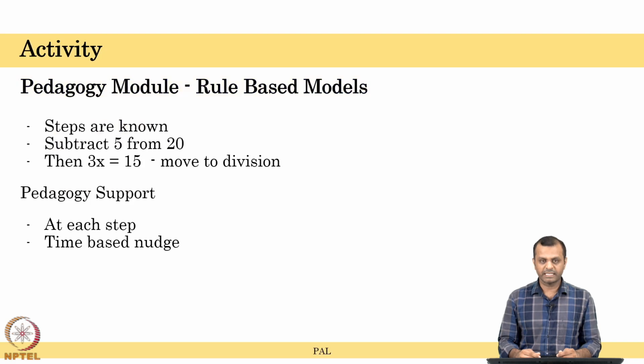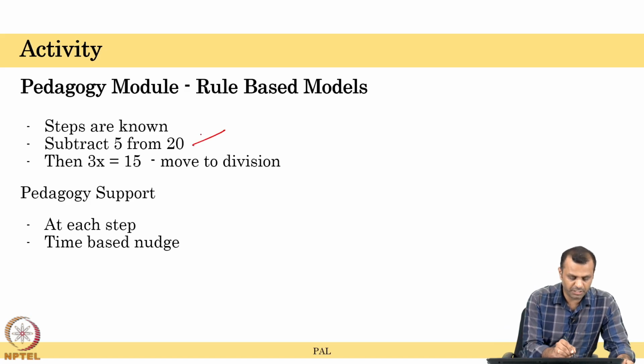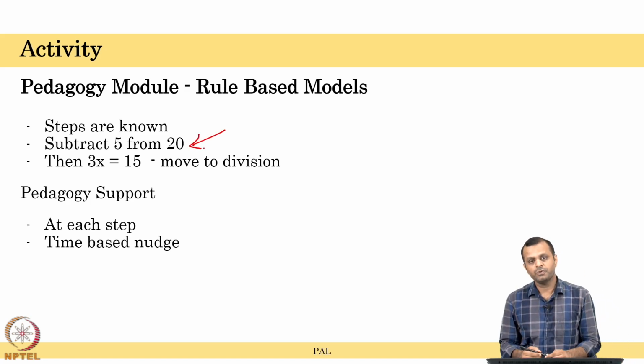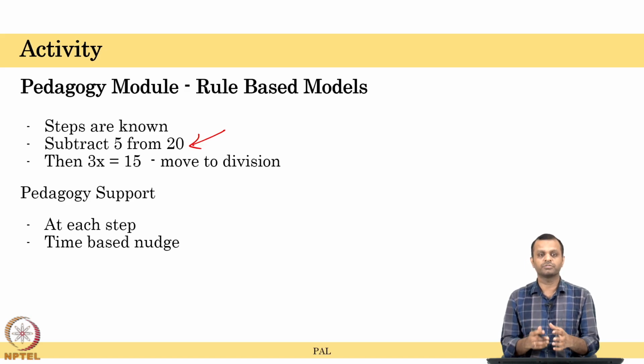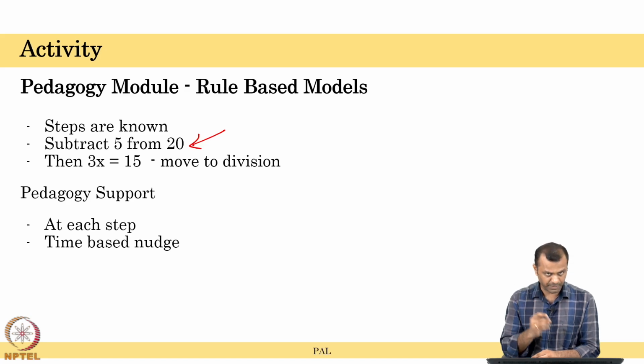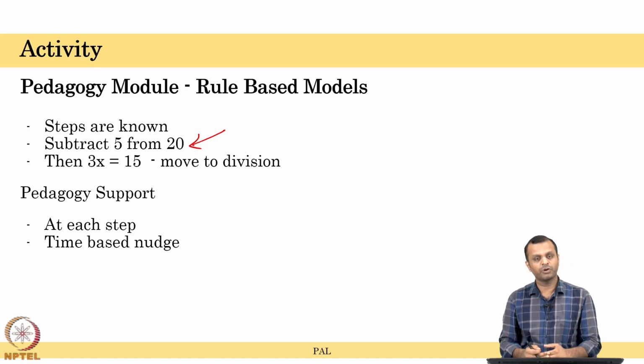The steps are known to us, as I mentioned here: subtract 5 from 20, this 5 is moved to the other side, or subtract 5 from both sides, it's up to us. Then 3x equals 15. If it is correct, move to the next step, the division problem. Then you could check whether the student is able to divide well or not. If a student has an issue in this phase, what would happen? We should say that we need to know how to remove the constants from this particular equation, how to keep the variables on one side and all the numbers on the other side. That kind of feedback has to come. If the student did it correctly, move on to the next problem.